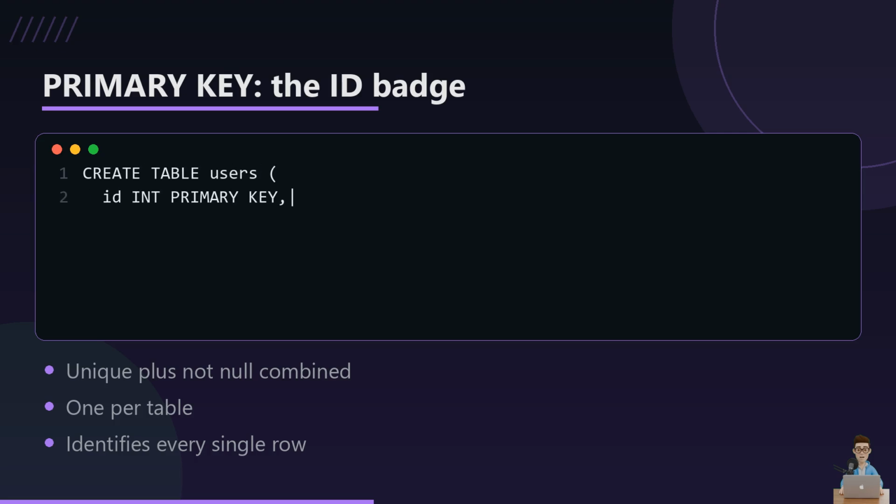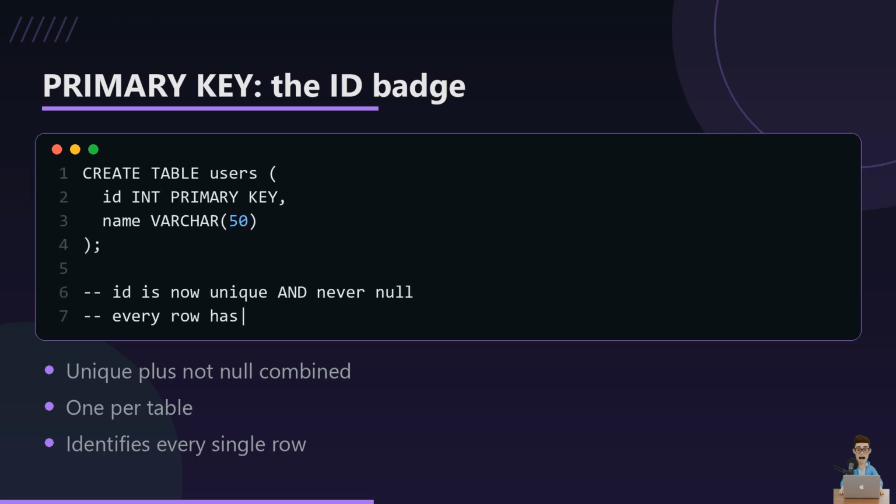A primary key is like an employee ID badge. Every person gets exactly one, and no two people share a number. Here's the trick. A primary key is really just unique and not null glued together, so every row is guaranteed to have its own identity. You get one primary key per table, and it's how the database tells your rows apart. In short, the primary key is the row's permanent, one-of-a-kind name tag.